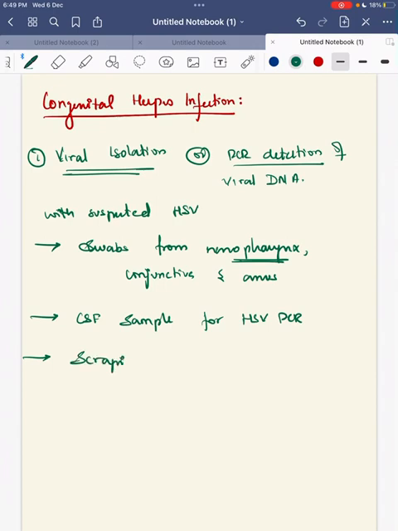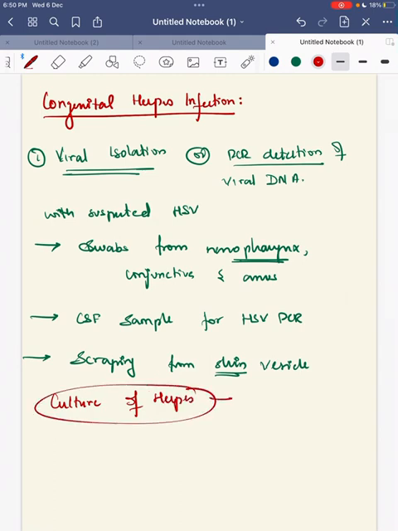Next, scraping from skin vesicle. If the child is found to have a cutaneous manifestation, then you do a scraping from the skin vesicle for HSV culture and PCR. In viral isolation or PCR detection, culture of herpes is said to be the gold standard for detection of the herpes infection. So these are the laboratory investigations when you suspect a child to have a congenital infection.